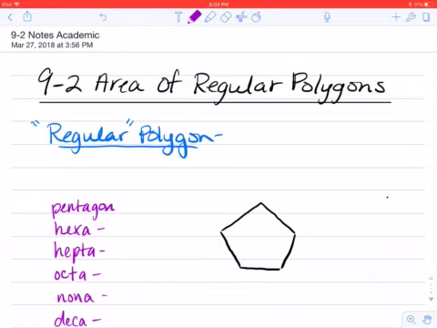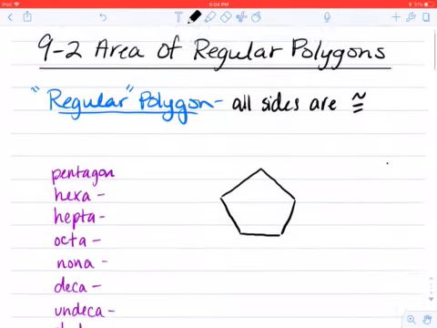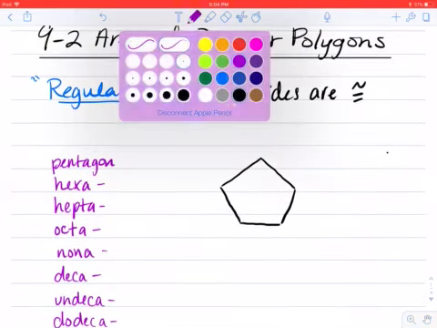Okay, today we're talking about regular polygons in 9-2. First, we want to define a regular polygon. Regular means that all the sides are congruent. A polygon, that just means it's a closed figure with edges. So 3 or more sides. So we can have any one of these.